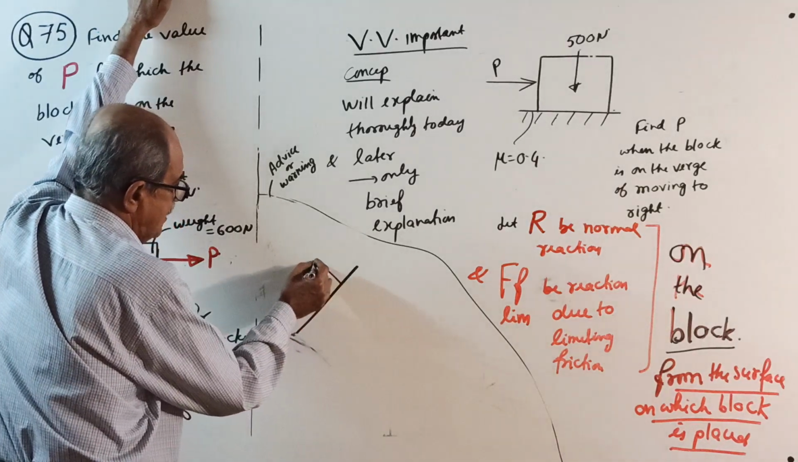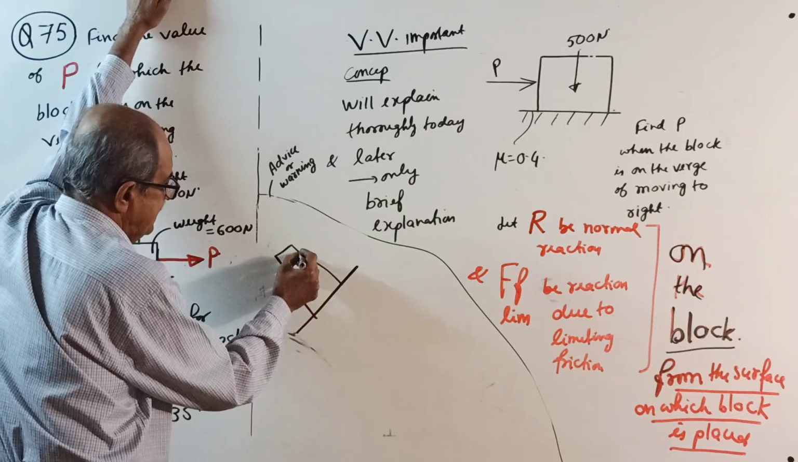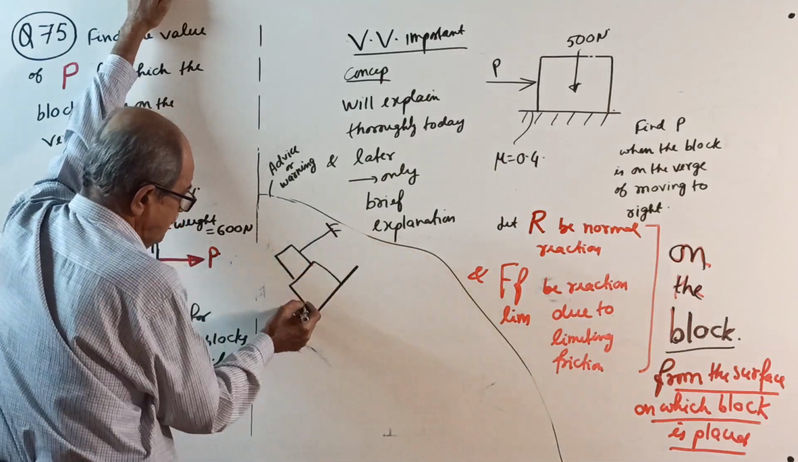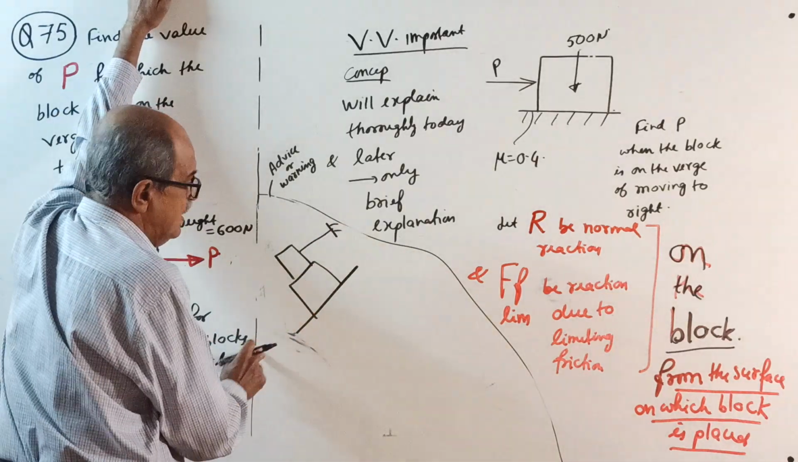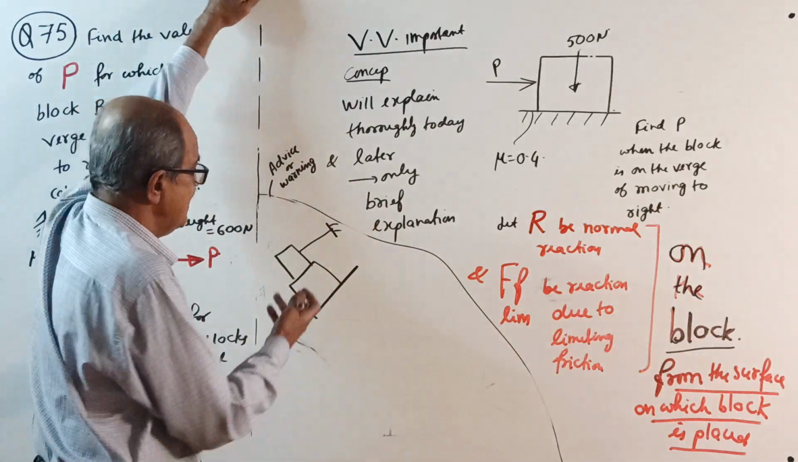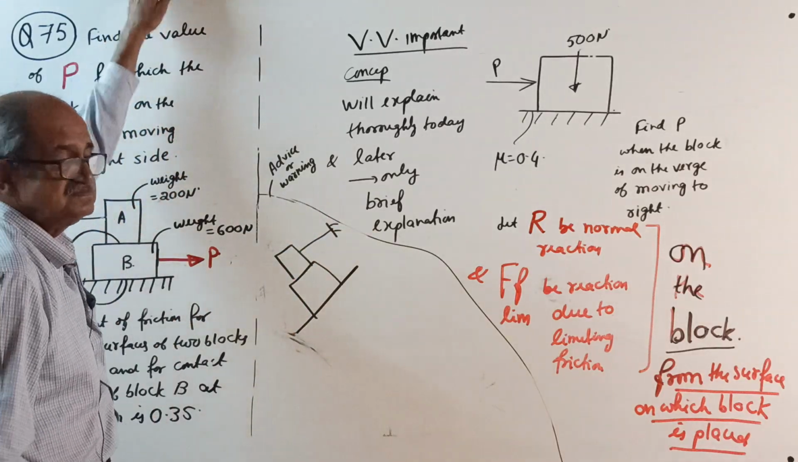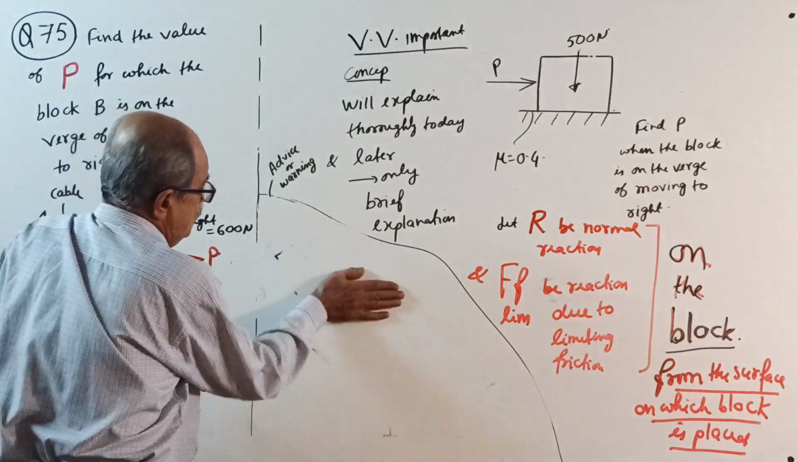I will place one block here. Place another block here, over that one. Put a cable. Some force either prevents it from sliding, or tries to move it up, or holds it in position. These are the questions. Again here, I may put an inclined cable. These questions.